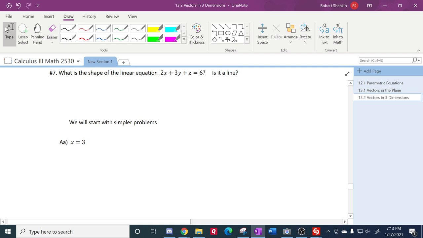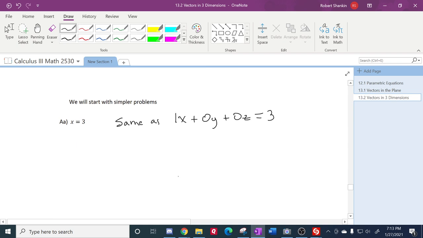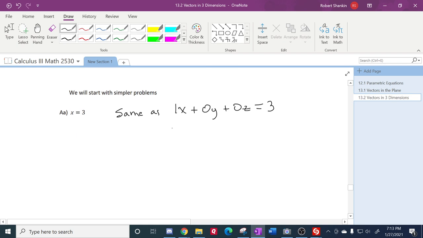Alright, we'll start with simpler problems. So, if you were to graph x equals 3, x equals 3 really means the same as 1x, there's a hidden 0y, and there's a hidden 0z. And if you were to make a table of values for this, all x, y, and z values that cause this to be a true statement.